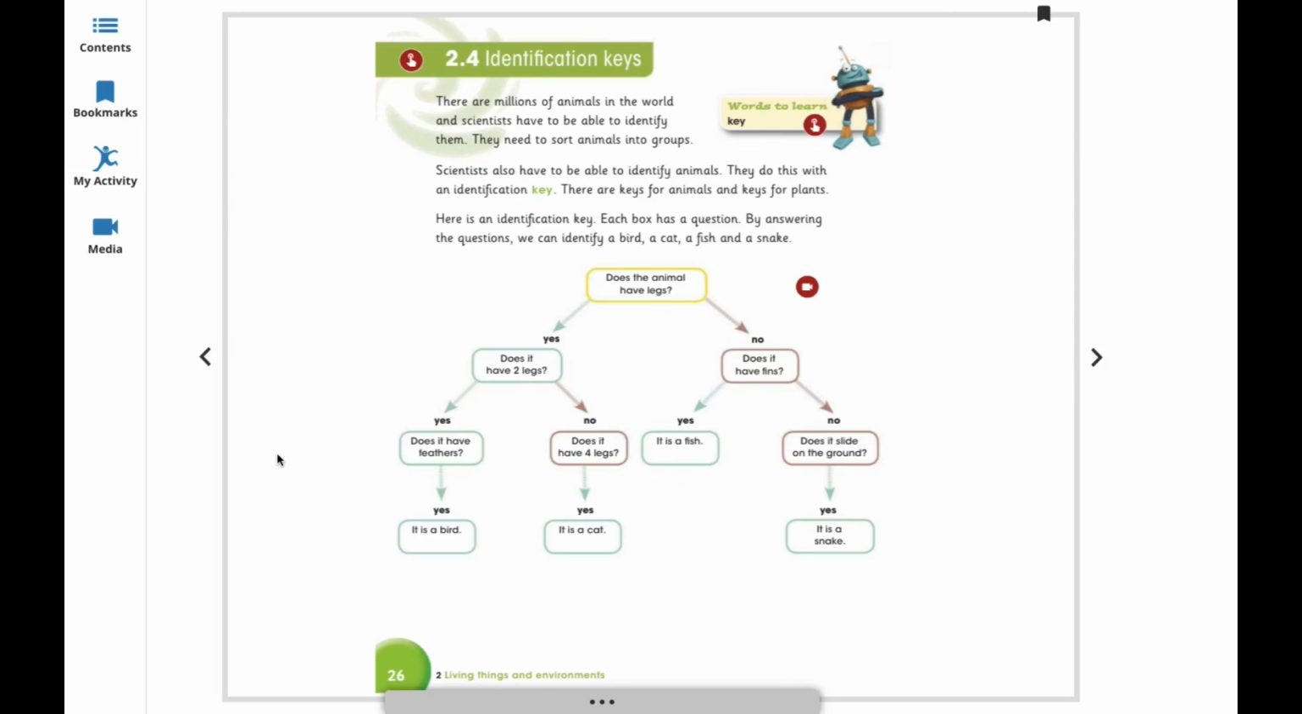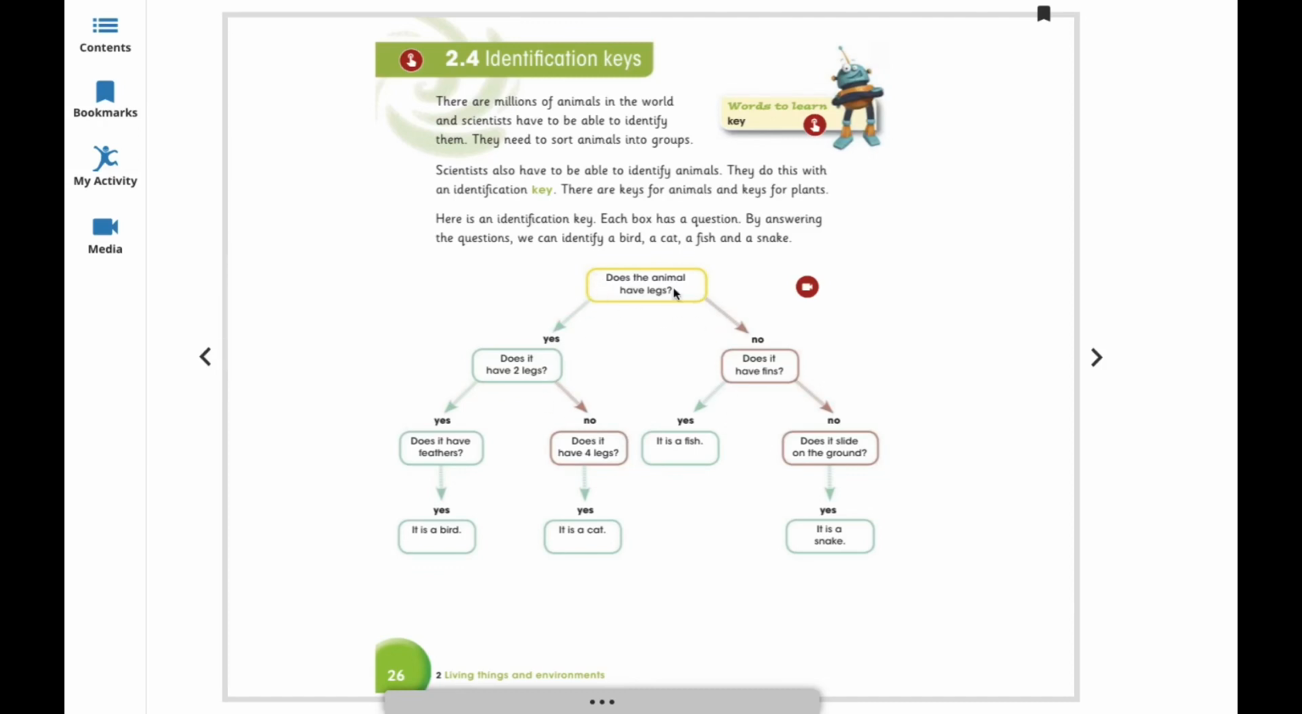So, did you get that? That scientists have to make an identification key to find out how to group an animal, okay? So, this is actually a part of the level 4 science book, okay? So you don't have this in your science books, so you don't look for it, okay? So here we have an example of a key, okay?